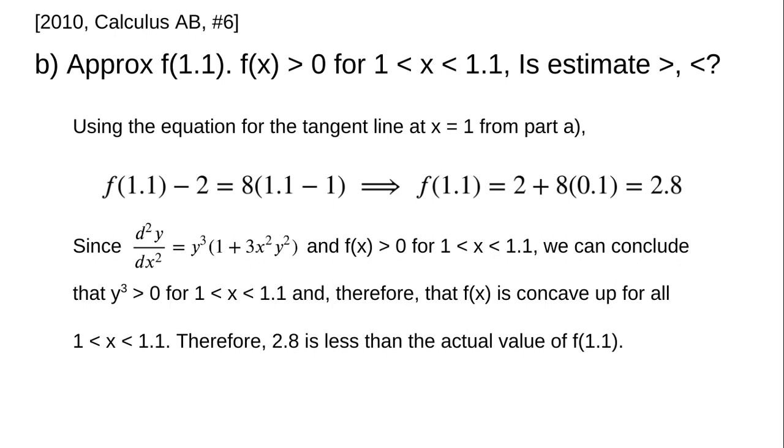d squared y/dx squared is the product of two positive factors for x between 1 and 1.1. Therefore, we can conclude that d squared y/dx squared, the second derivative of f, is always positive on that interval, and that f(x) will be concave up for all values of x between 1 and 1.1. If f(x) is concave up, then our approximate value 2.8 will be less than the actual value of f(1.1).